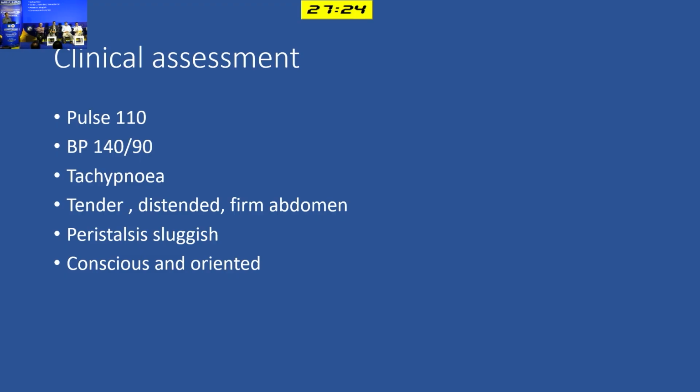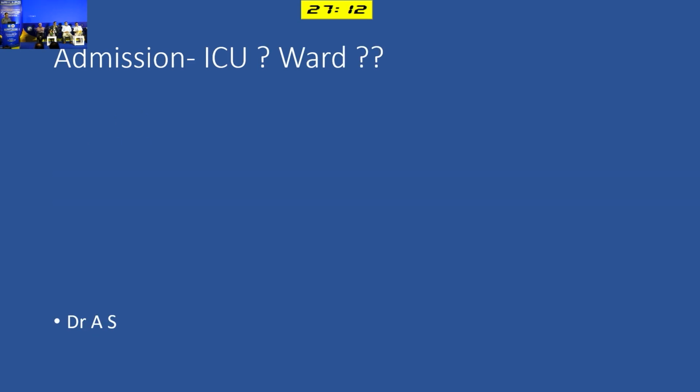So on assessing the patient in the emergency, there was tachycardia, BP of 140/90, tachypnea, and a tender, distended, firm abdomen. Peristalsis was sluggish on day 1, but the patient was conscious and oriented. So the next question would be, which patient requires admission? So what would we suggest? Admission in the ICU or a monitored bed or a ward? So Professor Ajoy Sarkar, please.